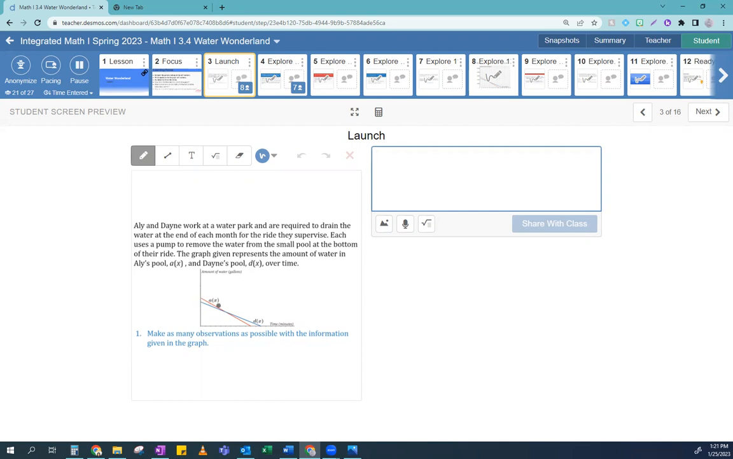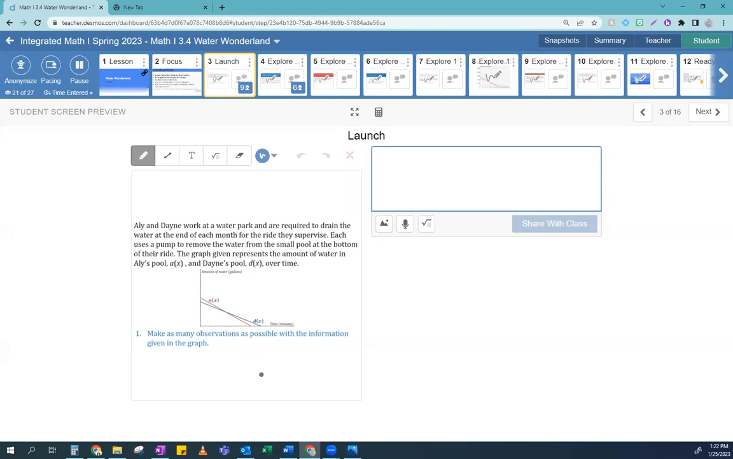And then it took him longer because when Allie's was already drained, Dane's is still going. Very good. That's a strong observation. So when we said bottom earlier, the person who said it reaches the bottom, they were talking about the x-axis. Someone said the red line hits the x-axis before the blue one. Very good. And Dane probably had a smaller pump.